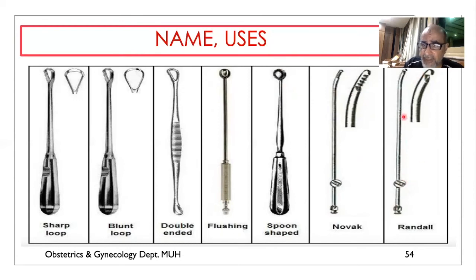And Randall, also the same indications for Novak. Novak and Randall curettes have a cavity for irrigation or suction. This end fits to the mouth of a syringe.